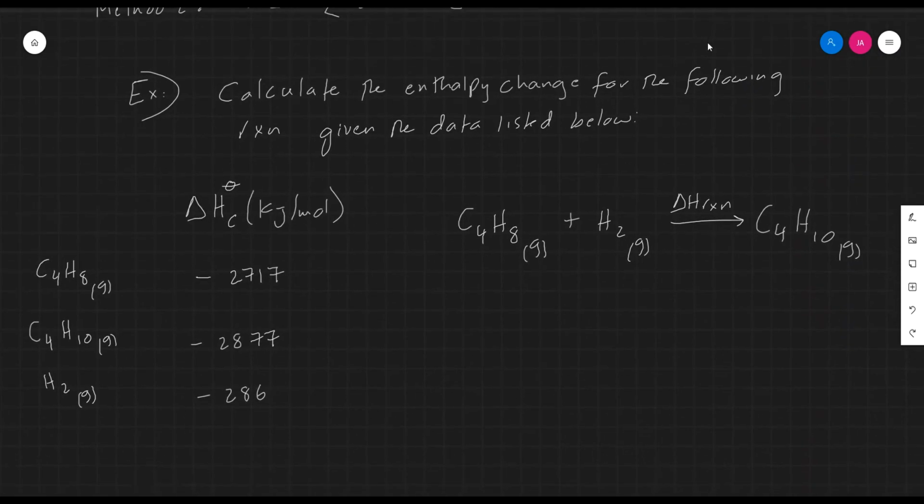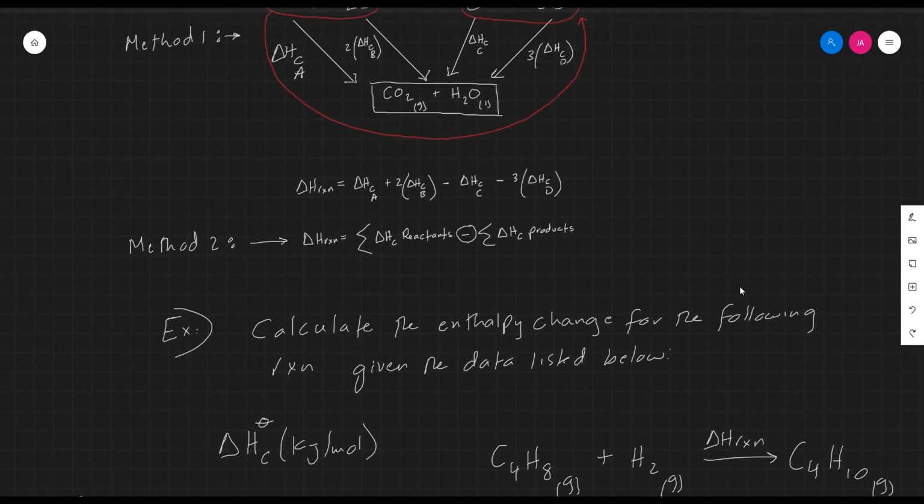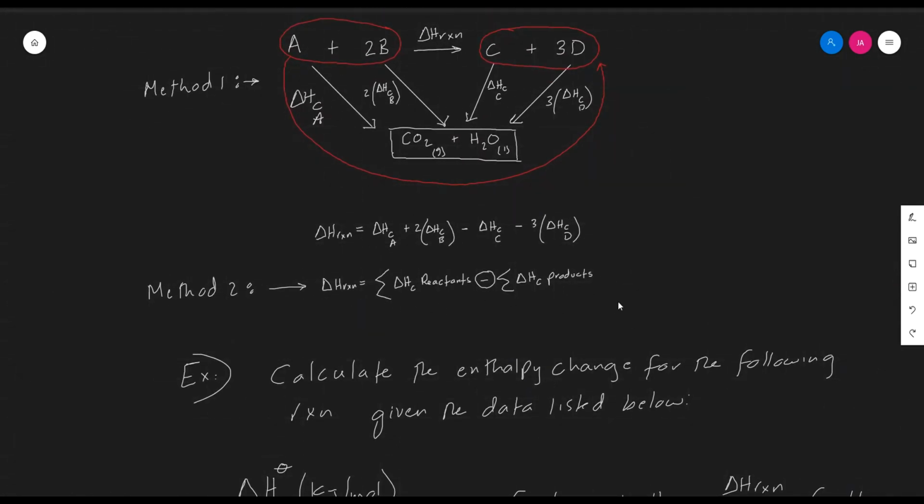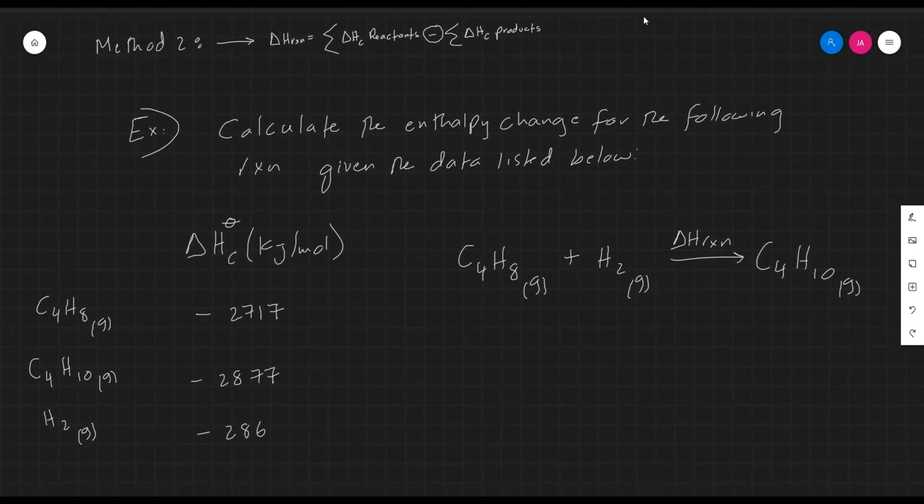And I will solve it using method 1, which is constructing the cycle. Method 2 is this equation here. It's the general equation for calculating an enthalpy change of a reaction when given enthalpy changes of combustion value of both reactants and products. Thus, one can directly plug in the values here instead of constructing a cycle, unless you are asked to construct an energy cycle here. But it's clear that the method 2 equation actually stems from the cycle we constructed here. Thus, all methods are based on this cycle here. I'm going to use the cycle method, the energy cycle, to solve this question here.